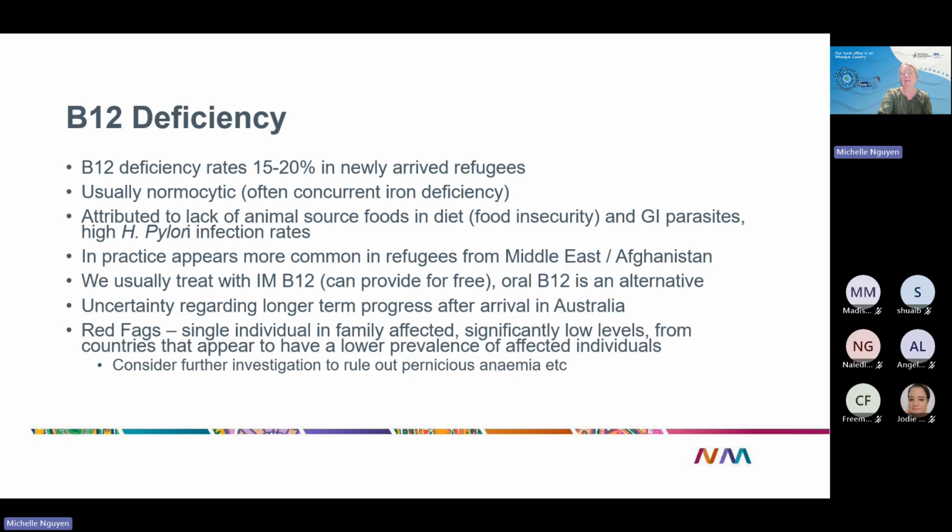A red flag for me is if a single individual in a family is affected. Why is one person impacted and the others aren't, if they're eating a similar diet? Or if people have significantly low levels from countries that appear to have a lower prevalence of affected individuals. I did recently pick up a case of pernicious anemia with positive antibodies in a gentleman from Myanmar. We don't usually see B12 deficiency in refugees coming from Myanmar, so it was a bit unusual. And when I did further investigations for him, it did show that he had another reason for his B12 deficiency.